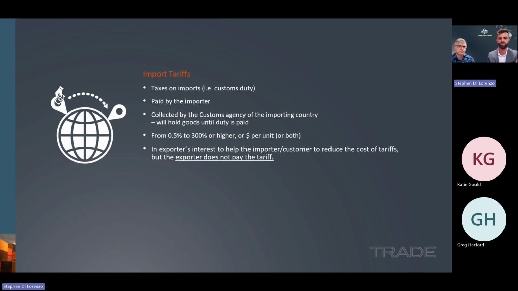A lot of these can range from anywhere from 0.5% to 300% or higher. These can be calculated in a lot of different ways as well. Sometimes they can be a cost per unit. There can also be quotas. So it does vary, and there can be a lot of complexity in that. Certainly from an Australian business's perspective, it's in your interest to work with your buyer or your importer to reduce the cost of the tariffs as much as possible, to ensure that your product or service is as competitive in that market as possible, and to give yourself that kind of competitive advantage. So to be clear again, the exporter is not the one paying the tariffs, it's the importer. But you obviously want to work as closely with them as you can to reduce that.